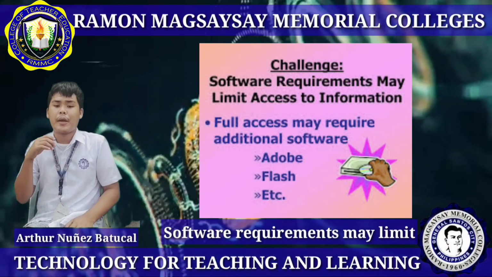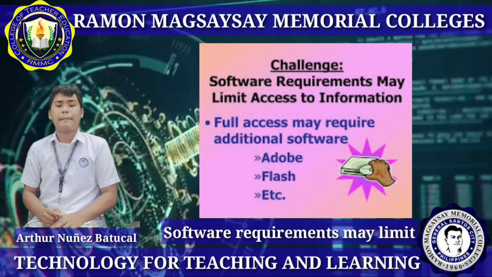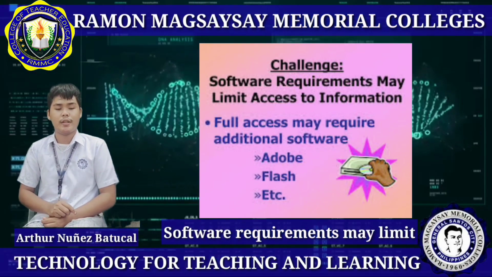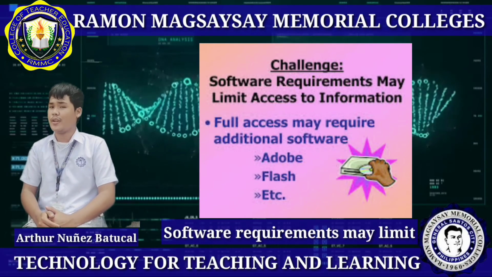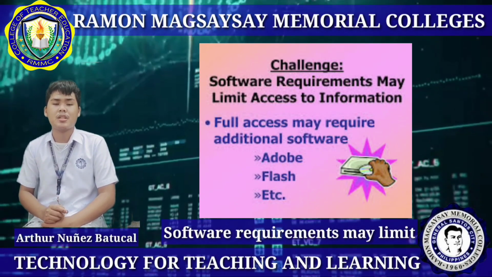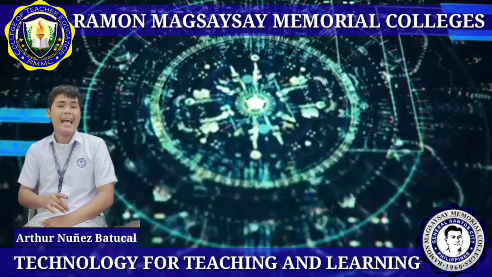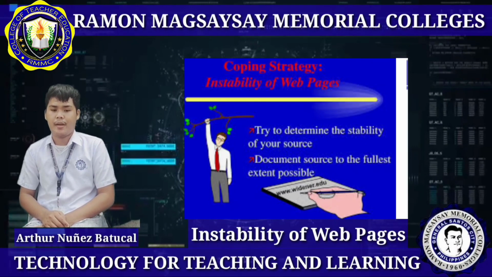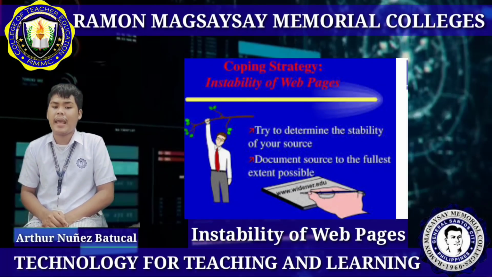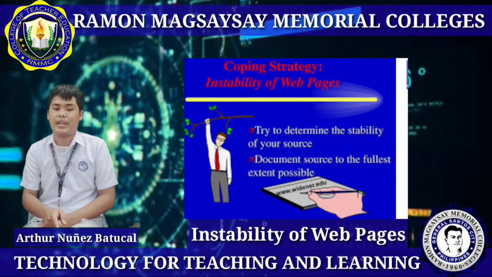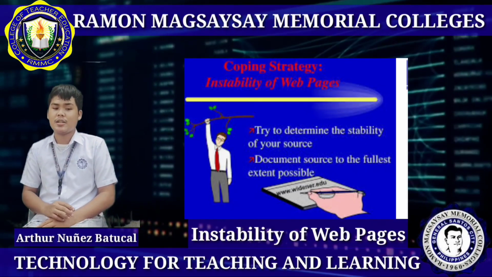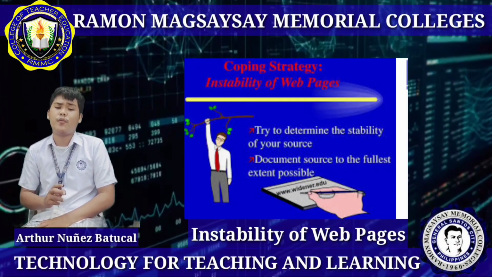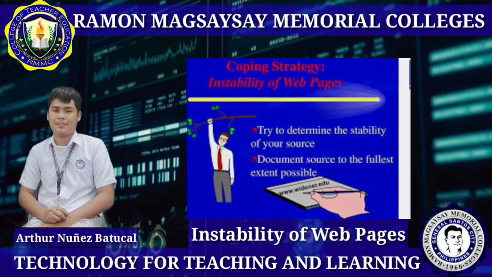Number 6, software requirements may limit access. Full access may require additional software. Browsers may alter the appearance of a web page. Software limitations may alter how much information is obtained or alter the appearance of the information obtained. Lastly is stability of web pages. A page may move or disappear. Without a copy, you may not be able to refer back to a web page. Try to determine the stability of your source. Document the source to the fullest context possible.